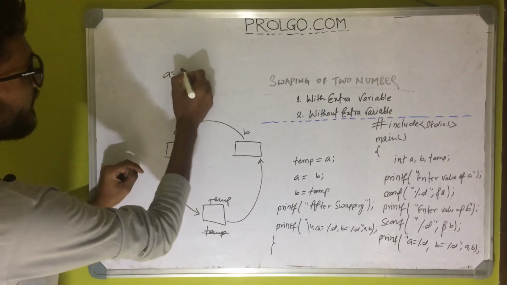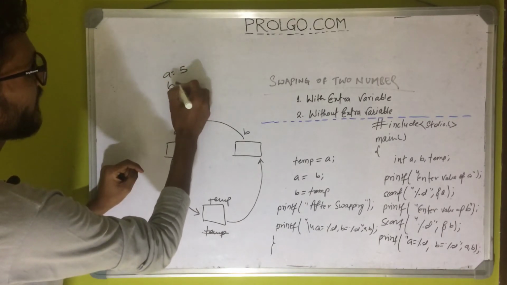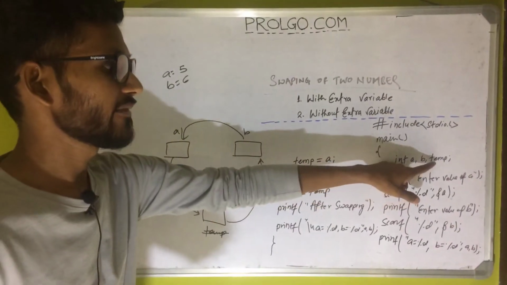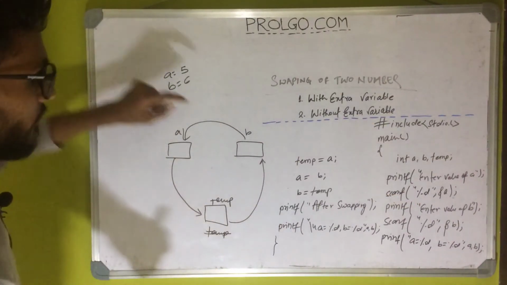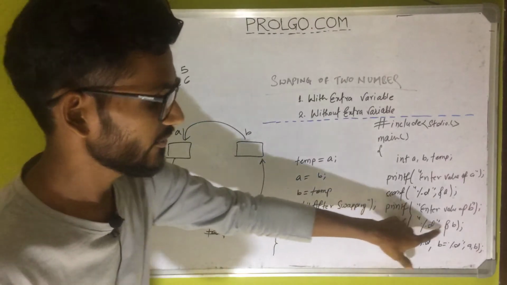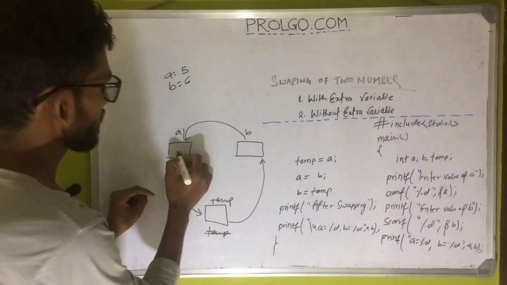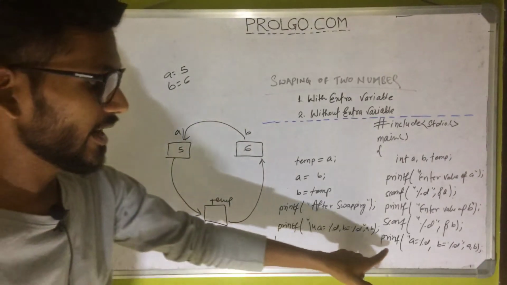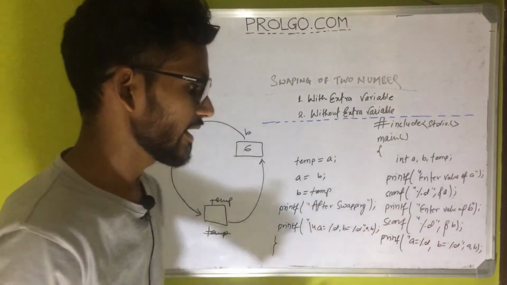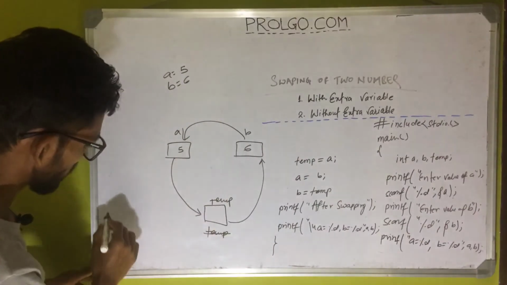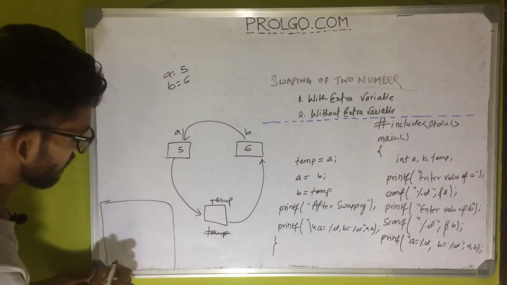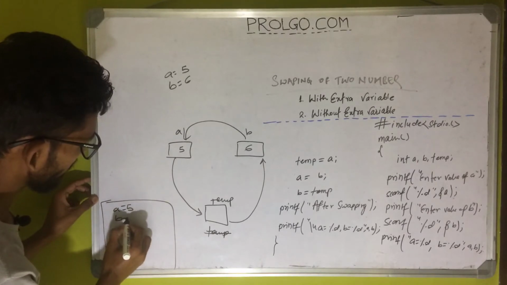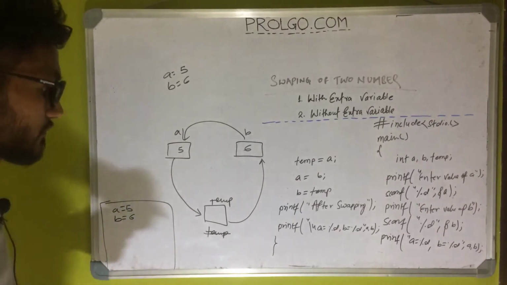In A, the user has given 5 and in B, the user has given 6. Now we have taken one extra variable temp. So after this much, we have stored A as 5 and B as 6. Now we print A and B. Let's say this is the output console, so it will print A is equal to 5 and B is equal to 6.